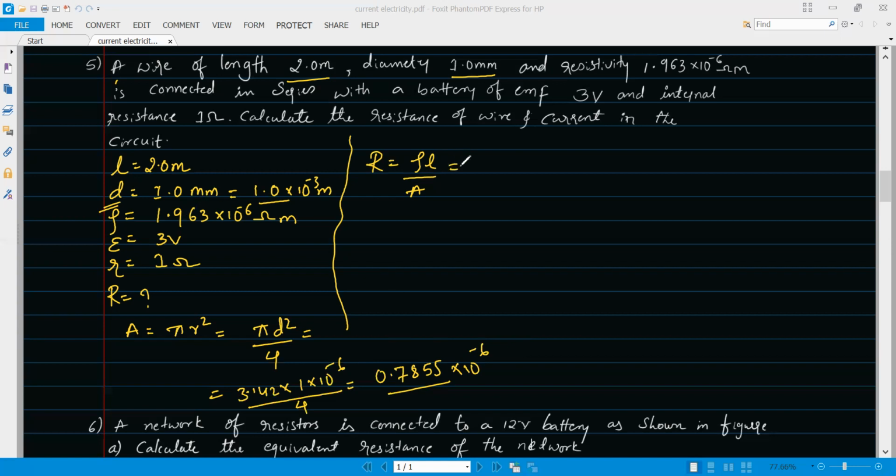So that is done. The rho value is given here: 1.963 into 10 to the power of minus 6 divided by A, which we calculated as 0.7855 into 10 to the power of minus 6, into L, where L is nothing but 2.0 meter. If you calculate all this together, the resistance is found to be 4.99 ohm. The powers of ten cancel out here, calculate the rest. Or else approximately, let us take it as 5 ohm.